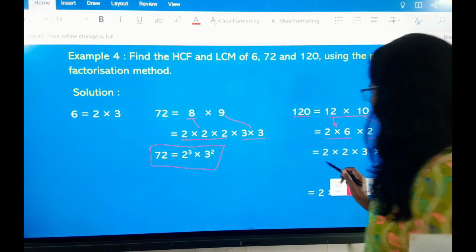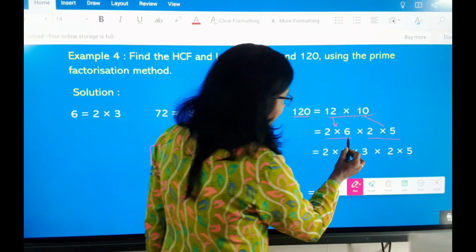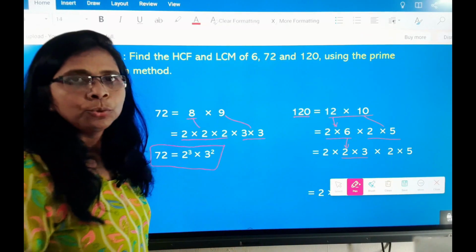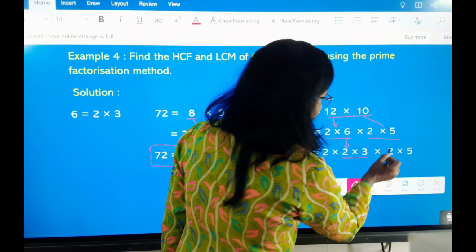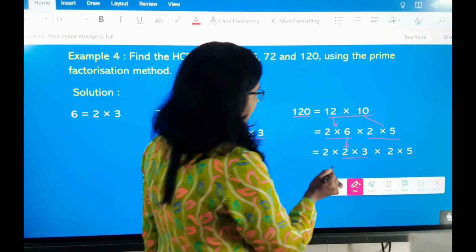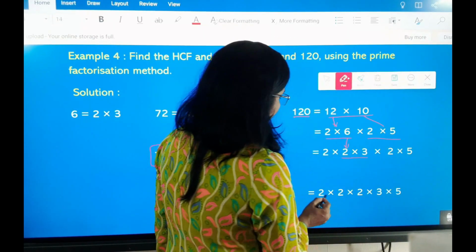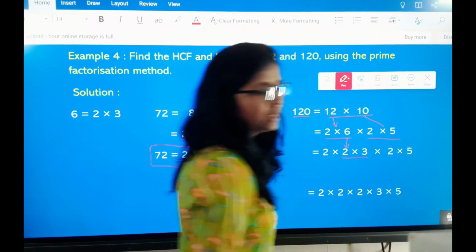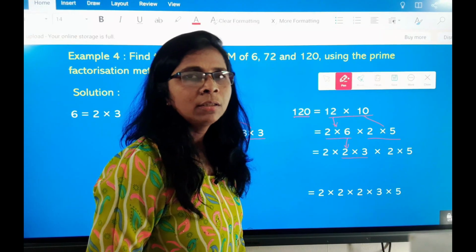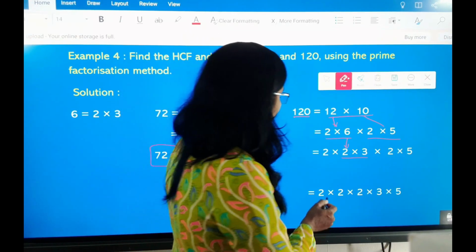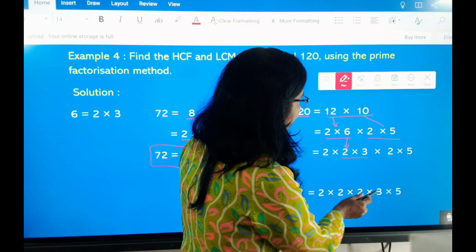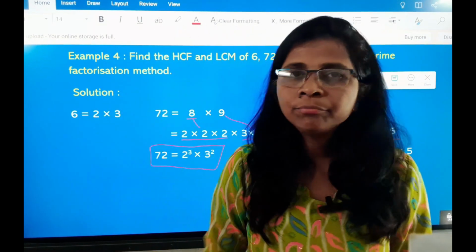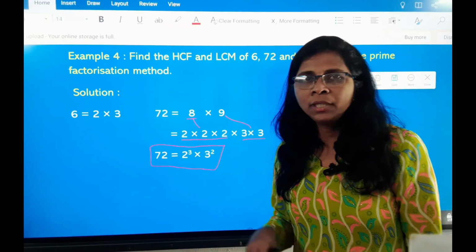Then the factorization of 6, 2 threes are 6. So this way we get 2 multiply 2 multiply 3 multiply 2 multiply 5. This is not in ascending order, so make it ascending order: 2 multiply 2 multiply 2 multiply 3 multiply 5. Now at this stage we have the factors of these three numbers.